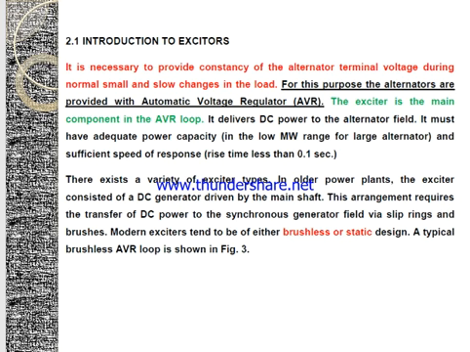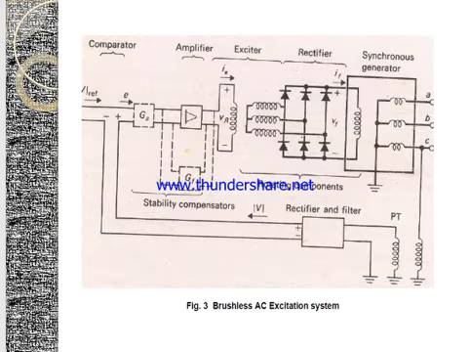It must have adequate power capacity, for example, in the low megawatt range for a large alternator, and sufficient speed of response, with a rise time which should be less than 0.1 second. There exists a variety of exciter types. In older power plants, the exciter consisted of a DC generator driven by the main shaft, and now modernized exciters tend to have either a brushless or static design. So this is the brushless design.